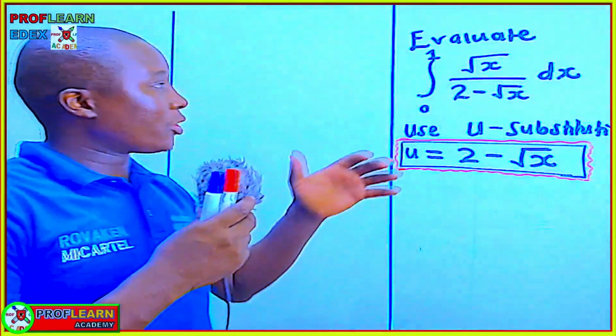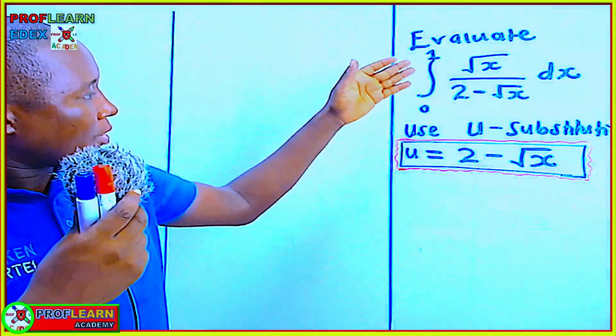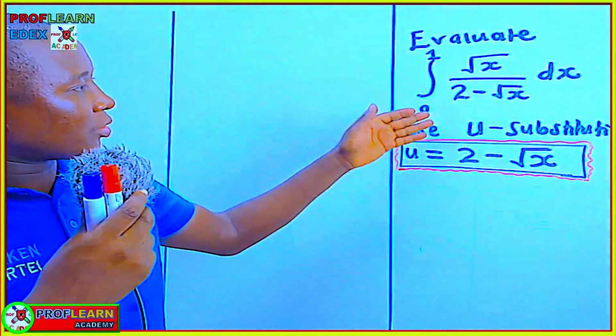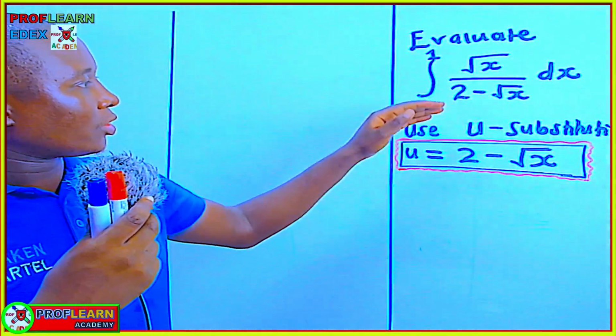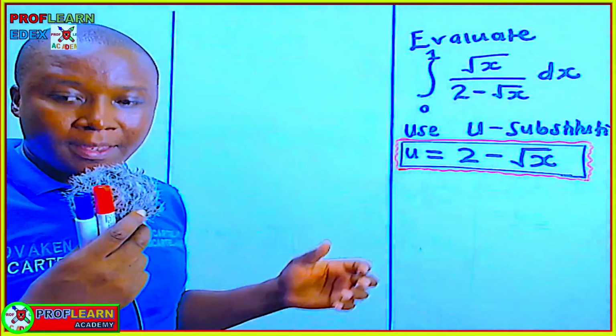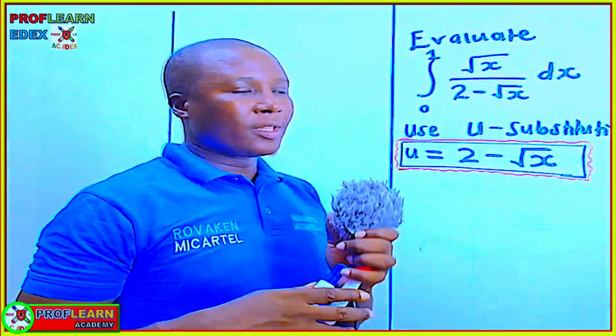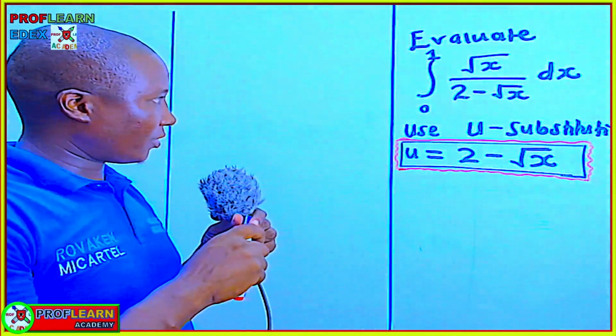In this particular video, we're going to evaluate this equation here. We are told to find the integral of root x over 2 minus root x from 0 all the way to 1. And we are going to apply a technique known as u-substitution in order to work this out.